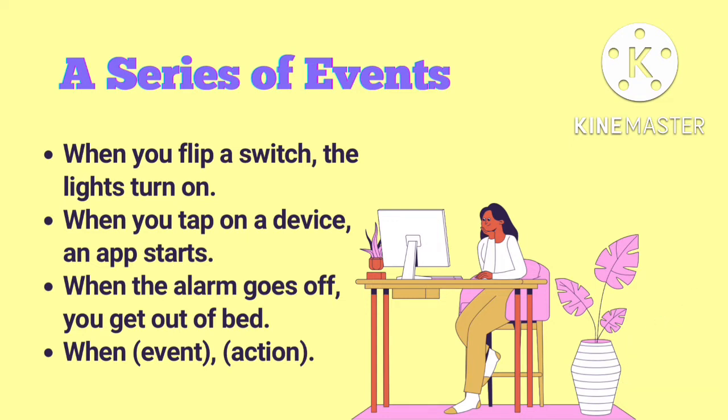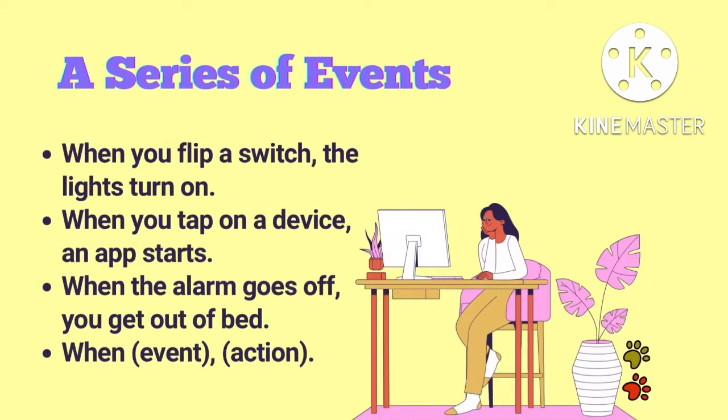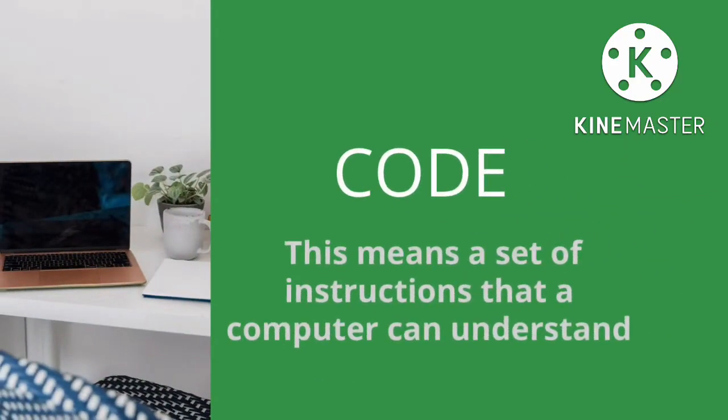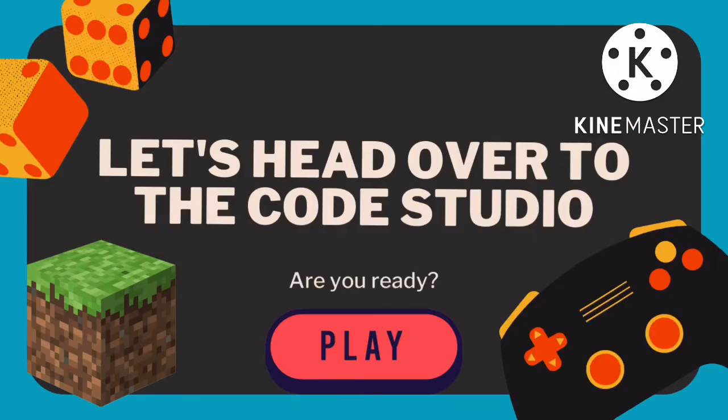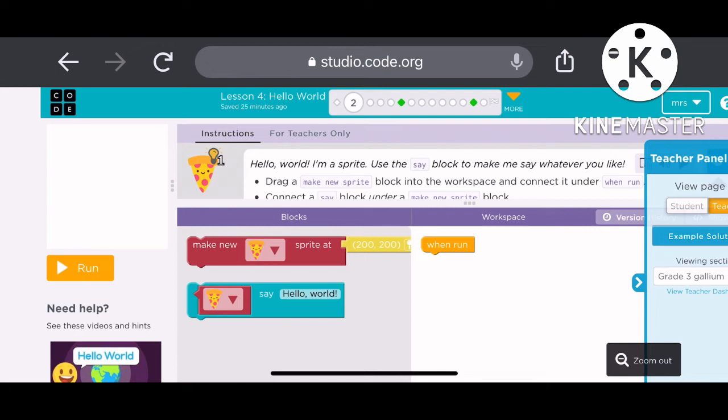So today, you will work in Sprite Lab using events. And the events you're going to work on will be more like the video games that you're used to playing. You are going to be writing code to build your program. And what do we mean by code? Code is a set of instructions that the computer can understand. So now we are going to head over to the Code Studio to create an interactive world using fun characters called sprites.